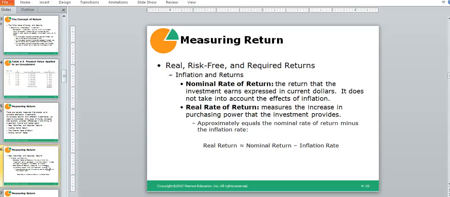Okay, so again, real risk-free rate and required returns. So your real return, again, I've already mentioned this, is the return you receive on the investment minus the inflation rate. Because again, you paid more for things that you use, gas, food, clothing, etc. So we have to take that into account. So we may have earned 10% on our portfolio on everything we own in investments. But if the inflation rate was 3%, then our real return was 7%.